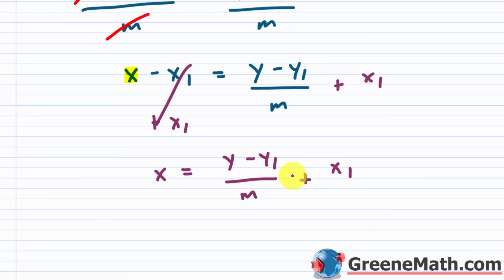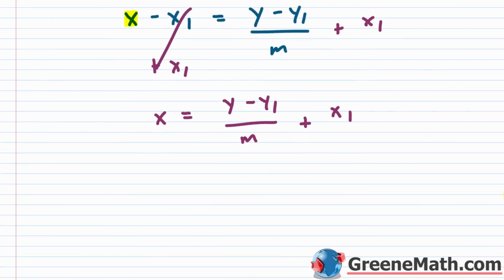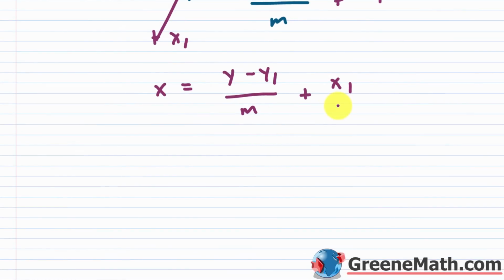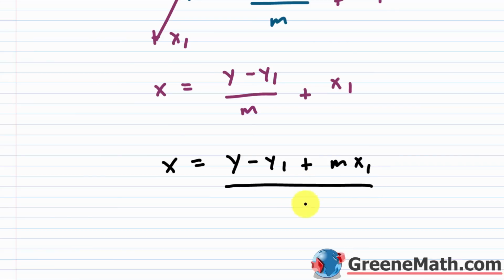1. Now, you can leave your answer like this, or if you wanted to have a common denominator, which many teachers would want, it's really up to them, what you could do is multiply this x sub 1 by m over m. So you could say you have x is equal to y minus y sub 1, and again, if I multiply this by m over m, this would be plus m times x sub 1 over the common denominator of m. So however you want to report your answer, it's really up to your teacher. If you're doing self-study, then just pick one.